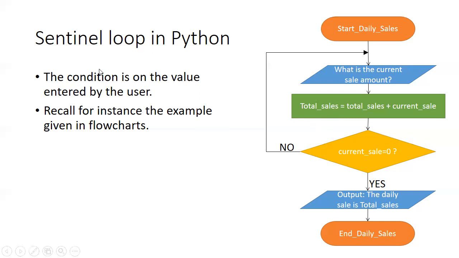So that's called a Sentinel loop. A Sentinel loop is some input from the user, usually, that is going to stop the loop. Okay, so when it becomes a 0 entry, we stop the loop.